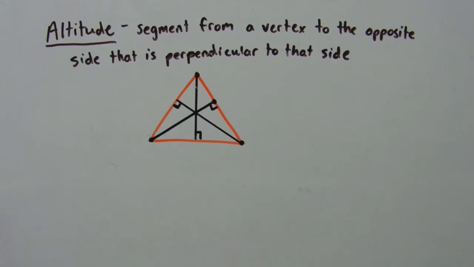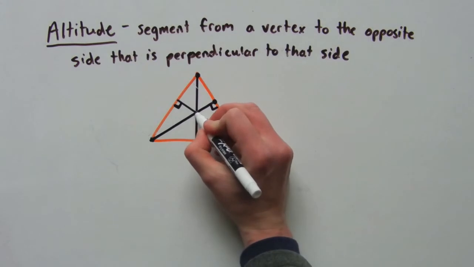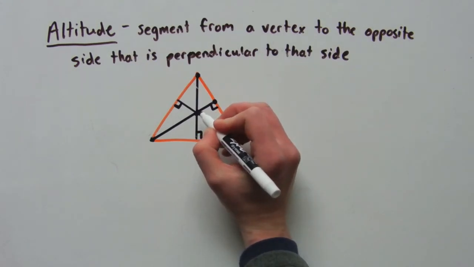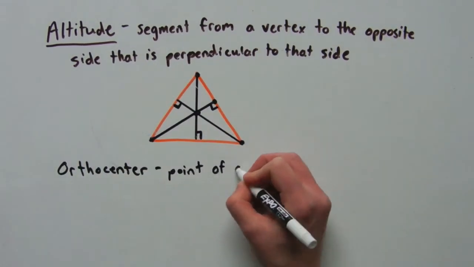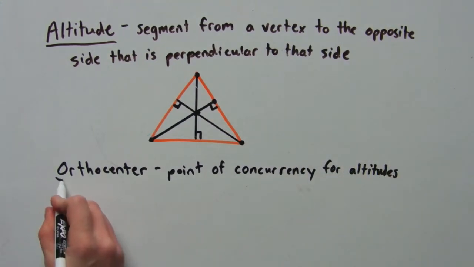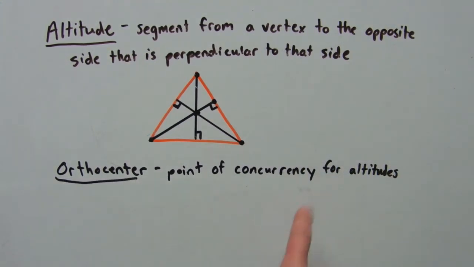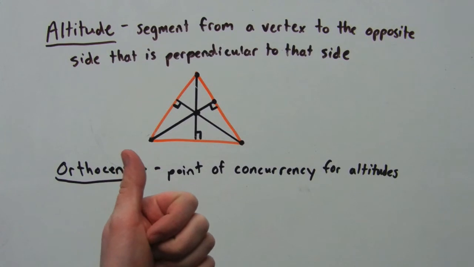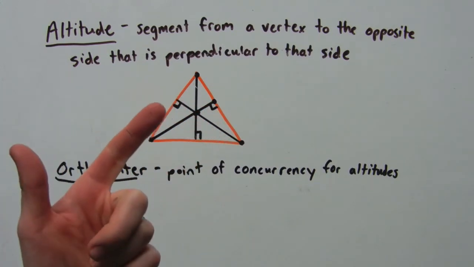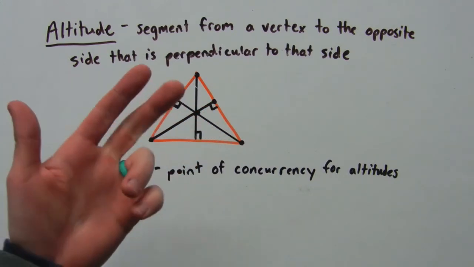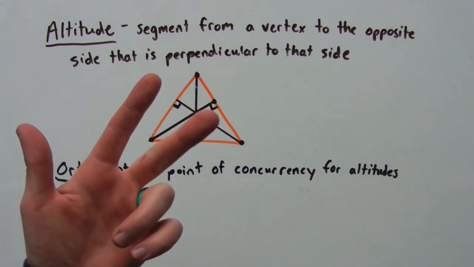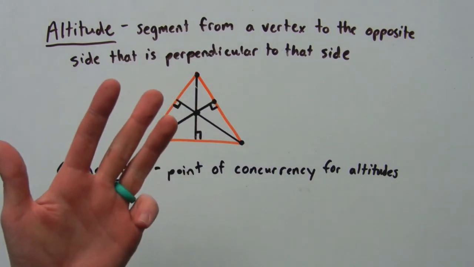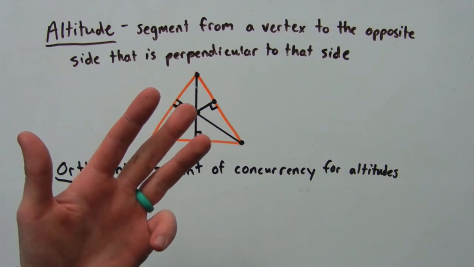If you notice, again, we're going to have a point of concurrency. The point of concurrency for altitudes is known as the orthocenter. So the orthocenter is a point of concurrency for altitudes. For a perpendicular bisector, the point of concurrency is the circumcenter. For an angle bisector, the point of concurrency is an incenter. For a median, the point of concurrency is its centroid. And for an altitude, the point of concurrency is an orthocenter.